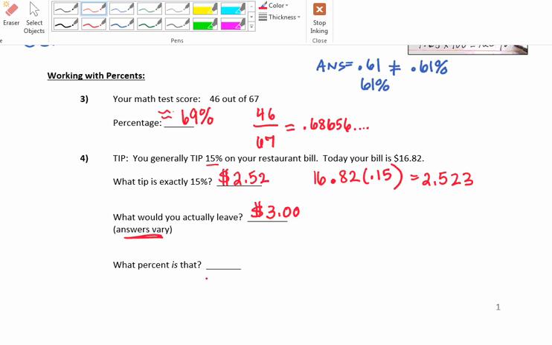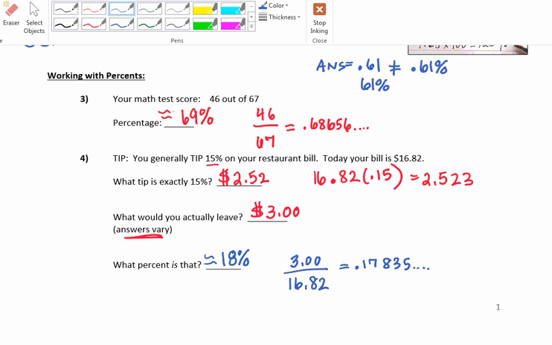What percent is that? So to take a percent, remember a percent is the part out of the whole. In this case, the part is the $3. That's what the tip was. And I want to know what percent is that of my bill. So the bill would go on the bottom, $16.82. So I'm going to take the part, $3, and divide by $16.82. In my calculator, I end up with 0.17835, etc. And so what percent is that? It's approximately 18%.